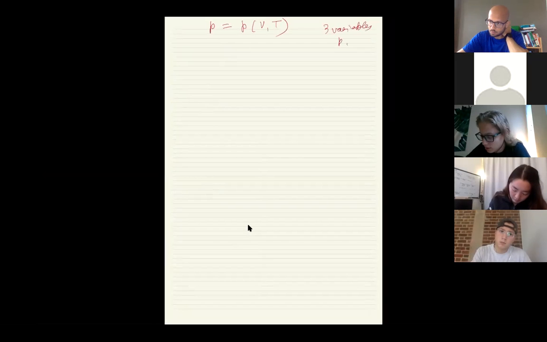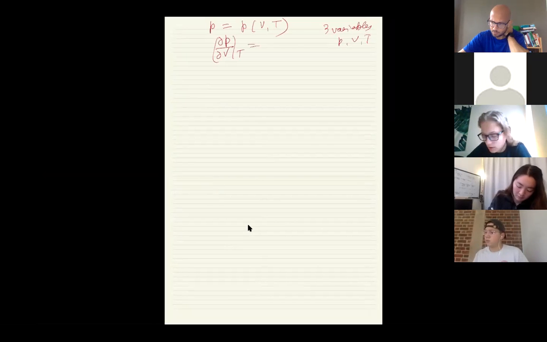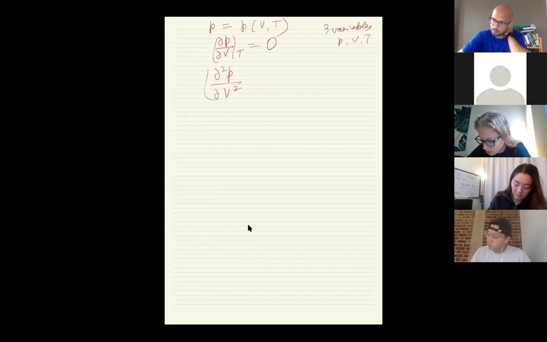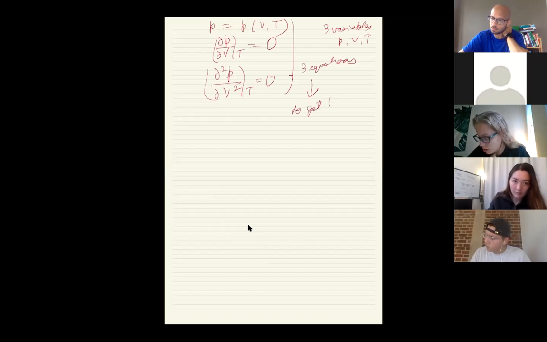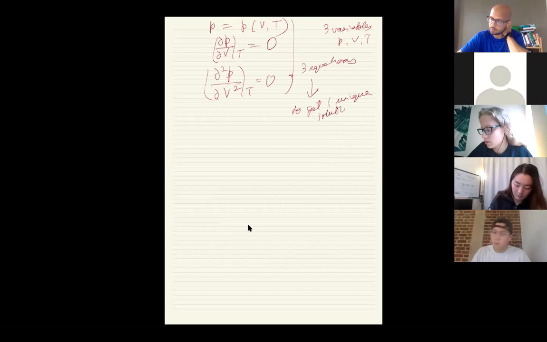Three variables: pressure, volume, temperature. Now you set another equation, which is partial P by partial V at constant T equal to 0. And you set a third equation, that the second partial derivative, partial squared P by partial V squared at constant T, is equal to 0. So you have 3 equations. You can solve 3 equations in 3 variables to get one unique solution, and that is our critical point. That's why in the pressure, volume, temperature phase diagram, you don't get a critical line.